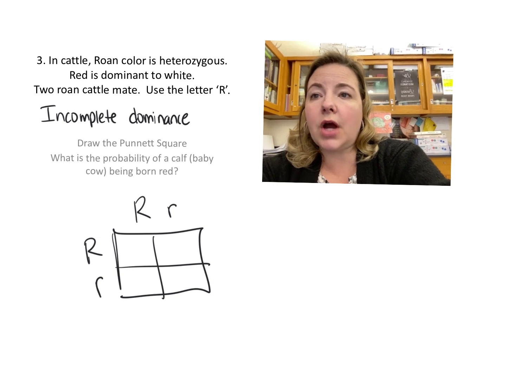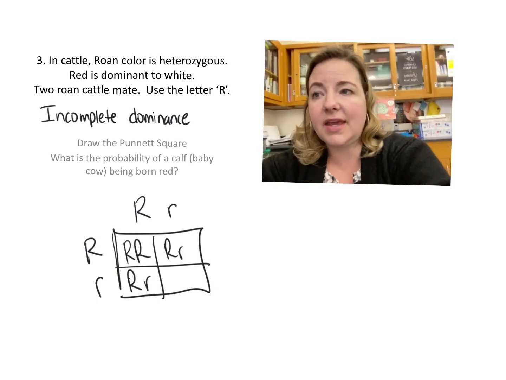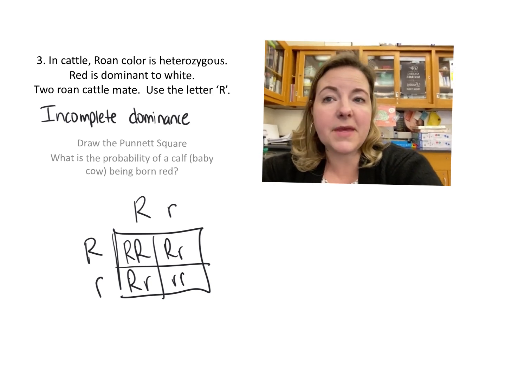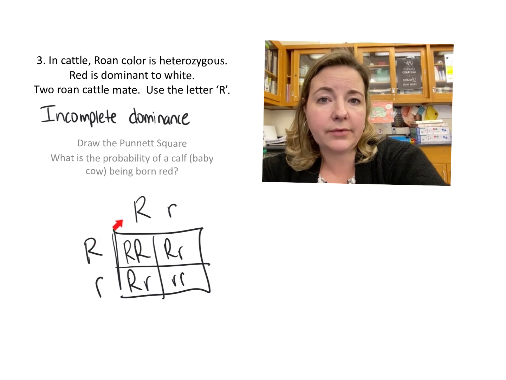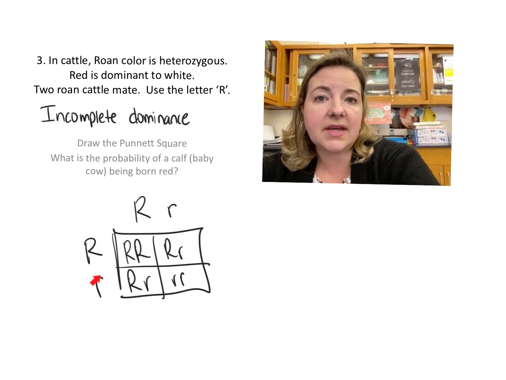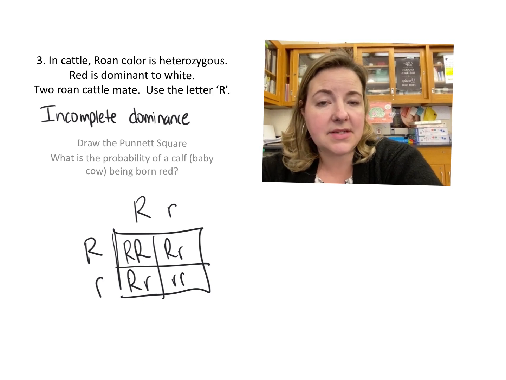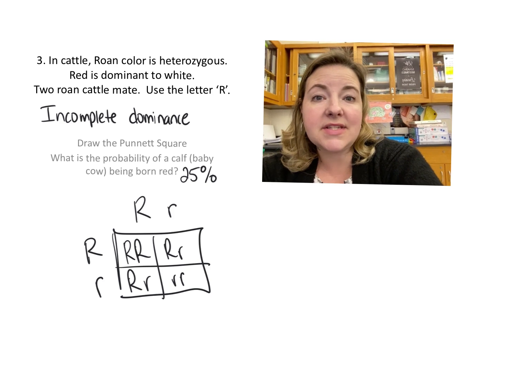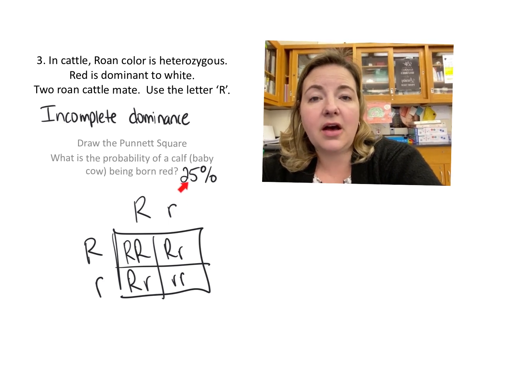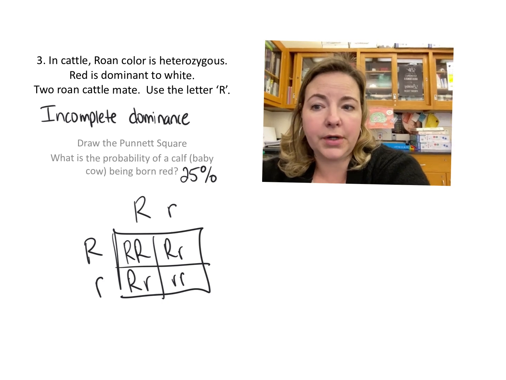So we need to draw a Punnett square and determine what the probability of having a calf be born red would be. So if we cross two heterozygous cattle, we see that one of the boxes will be homozygous dominant, and that's the only one that would be red. So we have a 25% chance of having a red offspring being born.